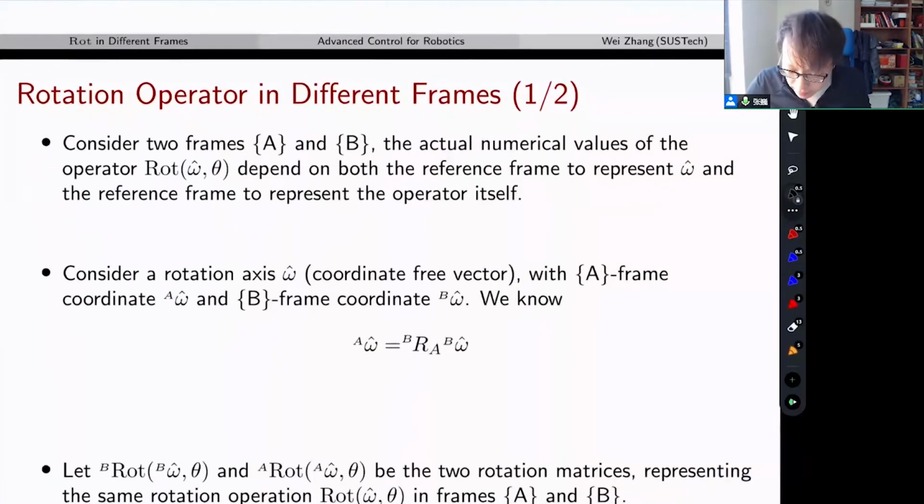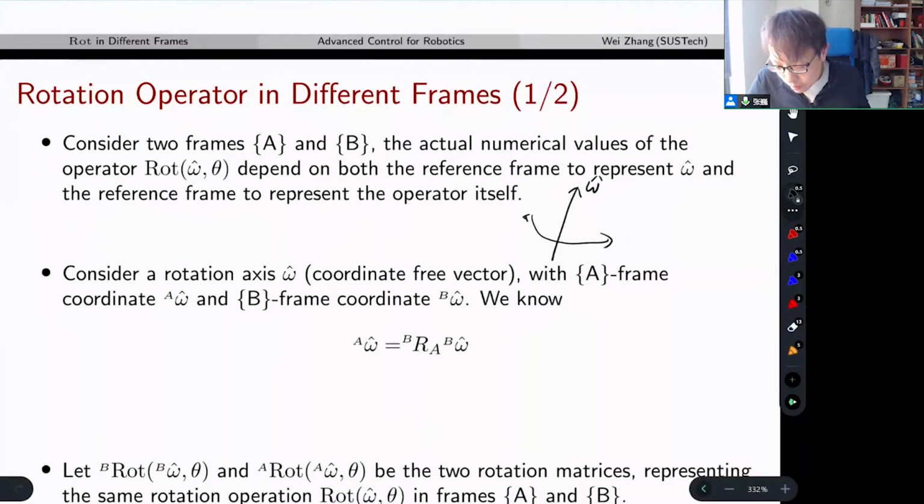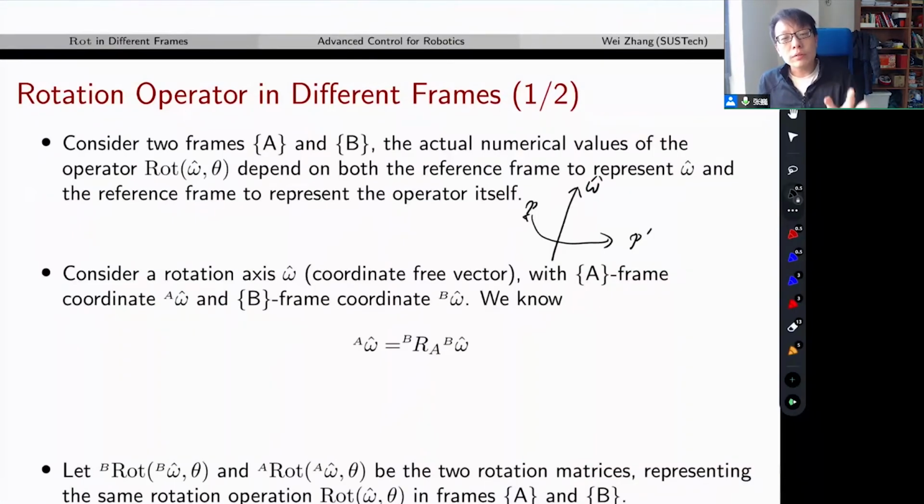Let's say this is my axis, omega hat. My action is, whatever point you give me, I want to rotate it. This is P, and I want to rotate it to P prime. That's my physical description of the operator. And this physical description, or the nature of this operation, shouldn't change with respect to the coordinate frame we are choosing to work with.